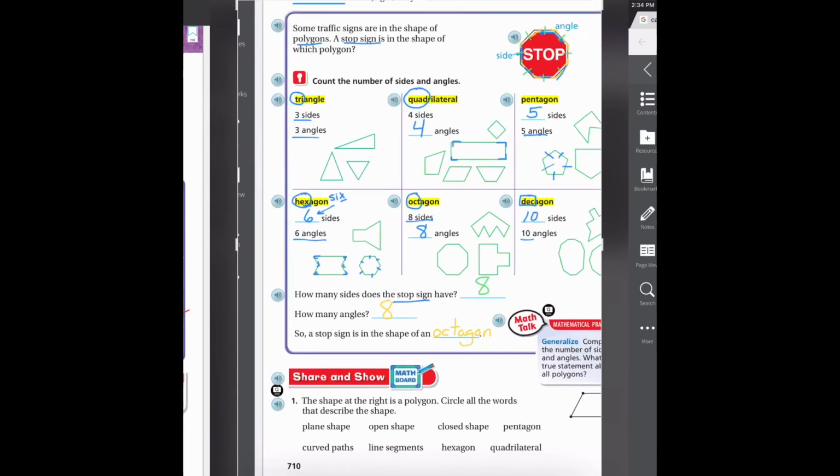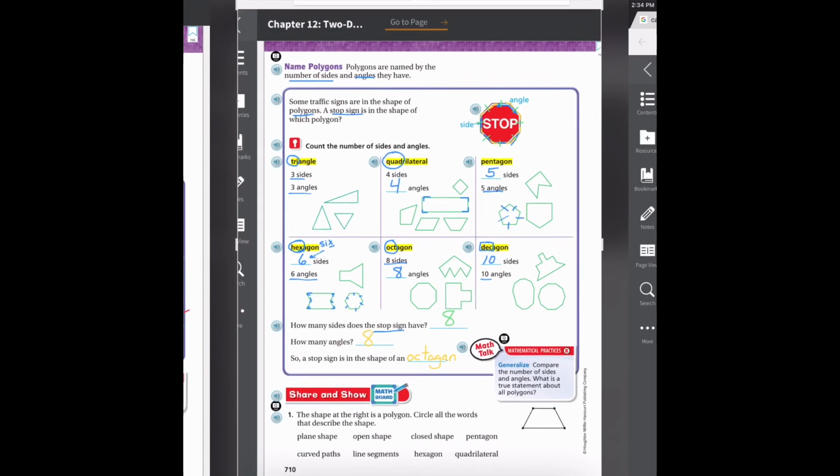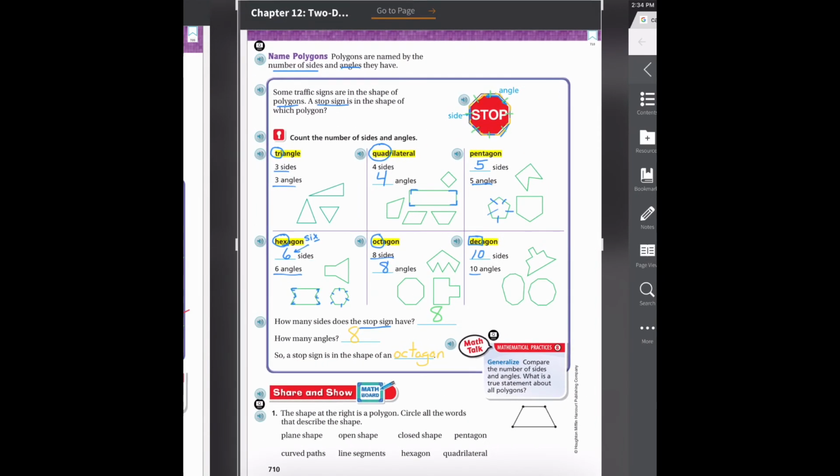All right, moving along. Share and show. This is a good time on share and show to pause the video, work through the share and show questions on this page and on page 711. Once you're finished, resume the video, and I'll do the problems. You can check the work that you did with the work that I do.